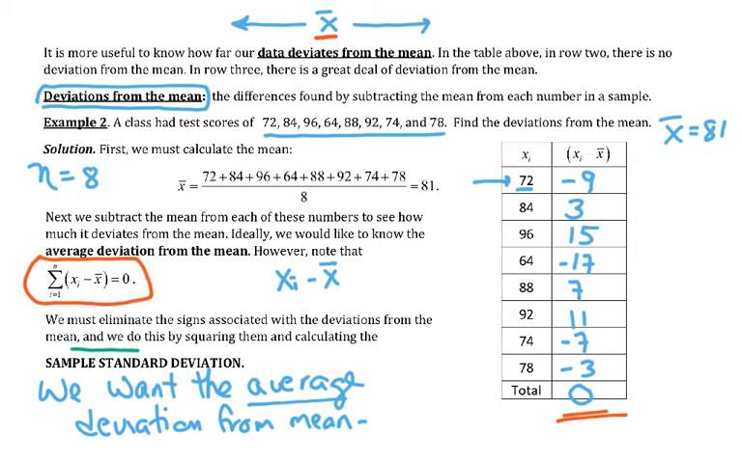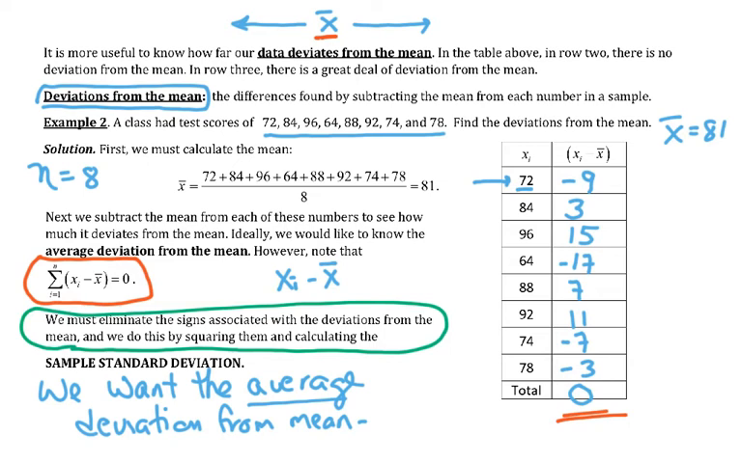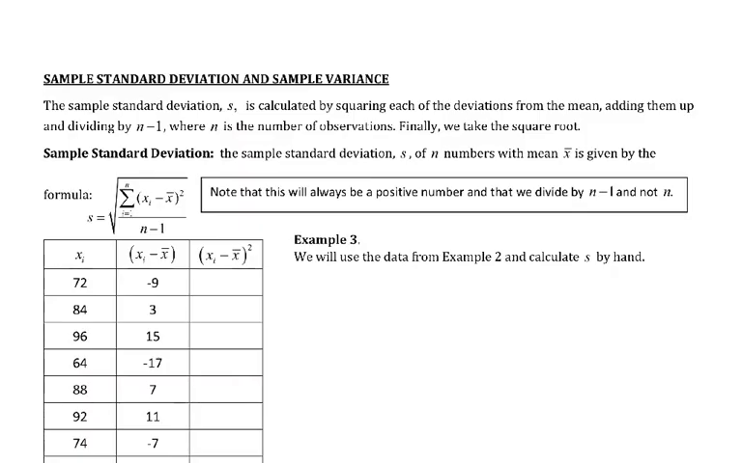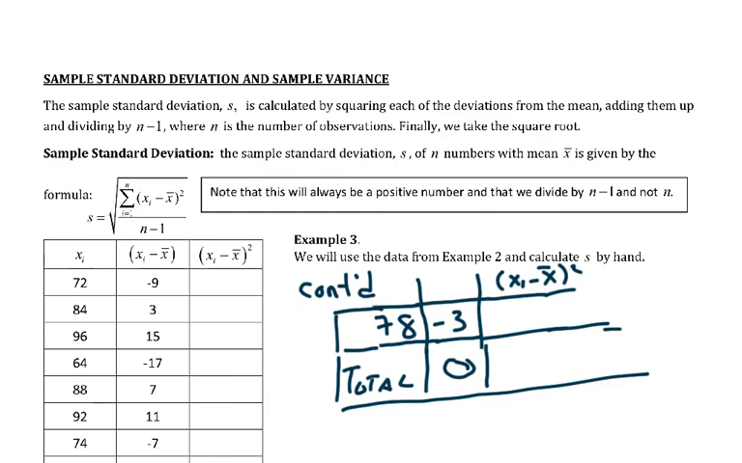So this is what we're going to do. We're going to square these numbers and then add them up and try to get the average, and then at the end we'll take the square root, and that will give us what is known as the sample standard deviation. Okay, I had to do a quick fix there, but hopefully you're looking at your handout. So the sample standard deviation gets the letter S.